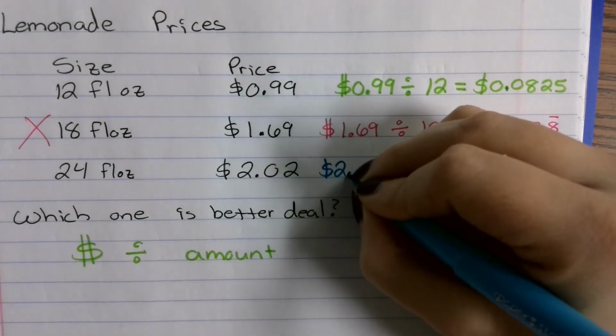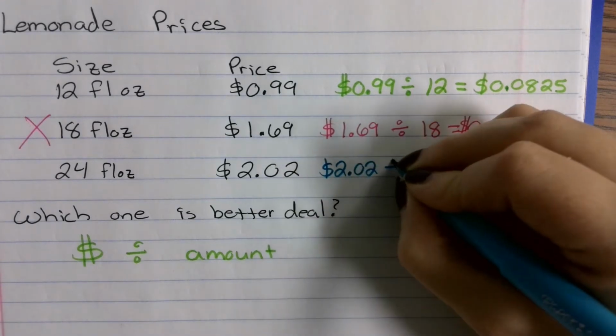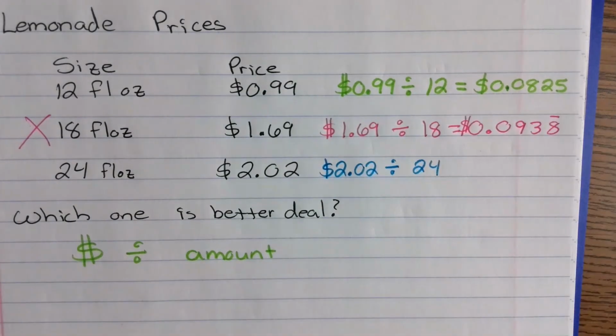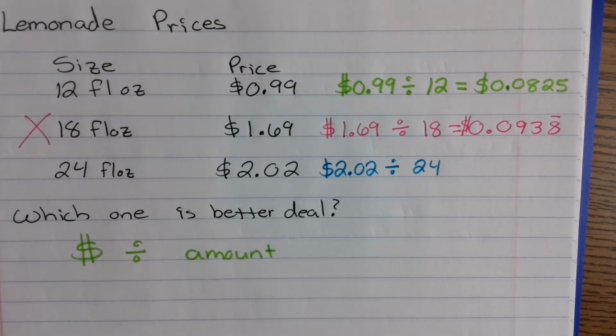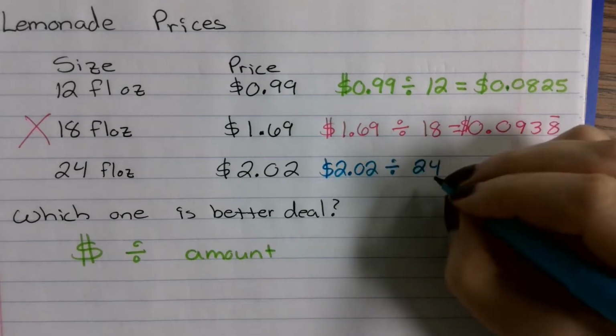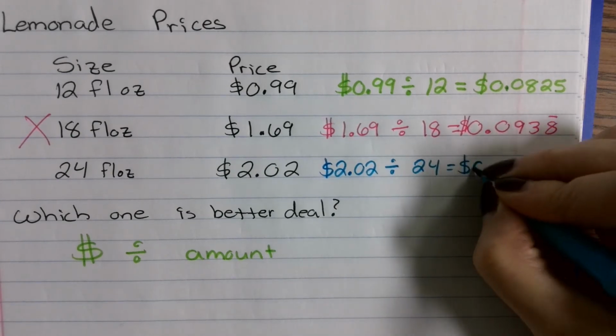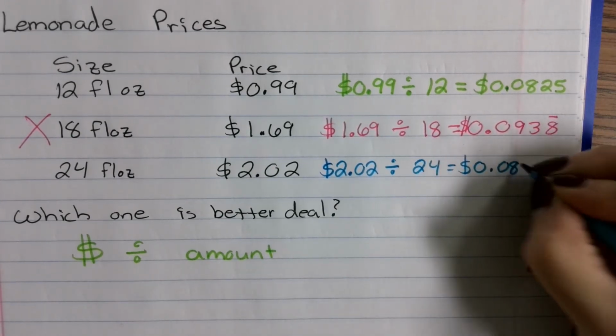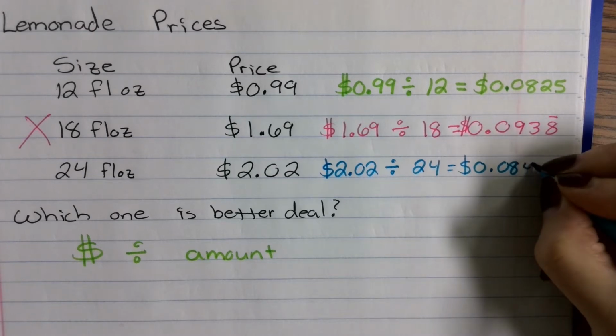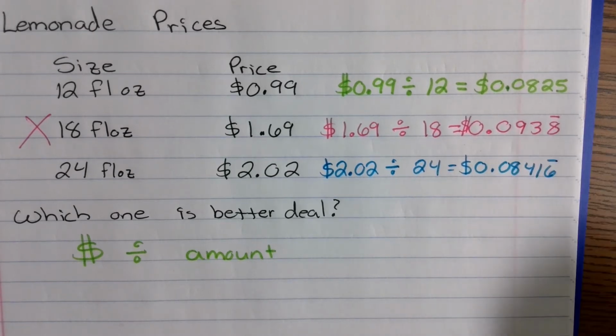Let's say $2.02. We're now going to divide it by 24. So 2.02, and we're going to divide that by 24. And that's going to give us 0.0841, and then that 6 is going to repeat.